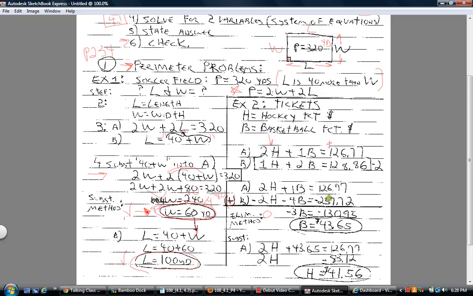Do your arithmetic here, use your calculator, make sure you get it right. -130 divide by -3. Lo and behold, you find that a basketball ticket's $43.65. Okay, why do all this? Well, maybe you're used to going to these games individually and you kind of know what the basic prices of these sporting events are. Is that a good deal? $43 for a basketball game seems a little high to me, but I haven't been to a game in a while. But maybe it's worth it here.